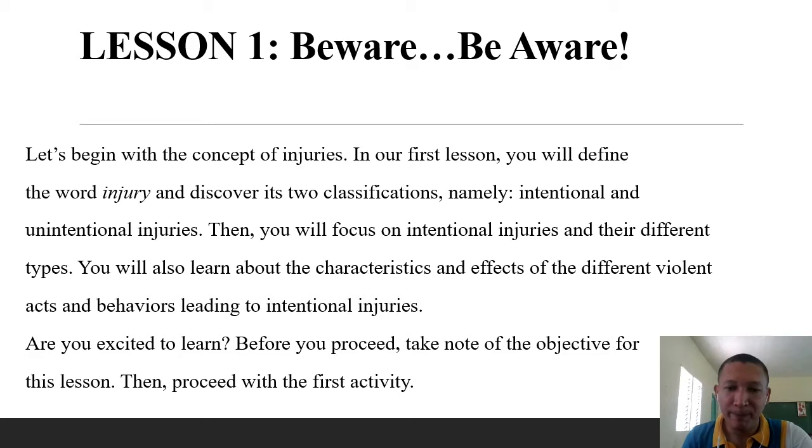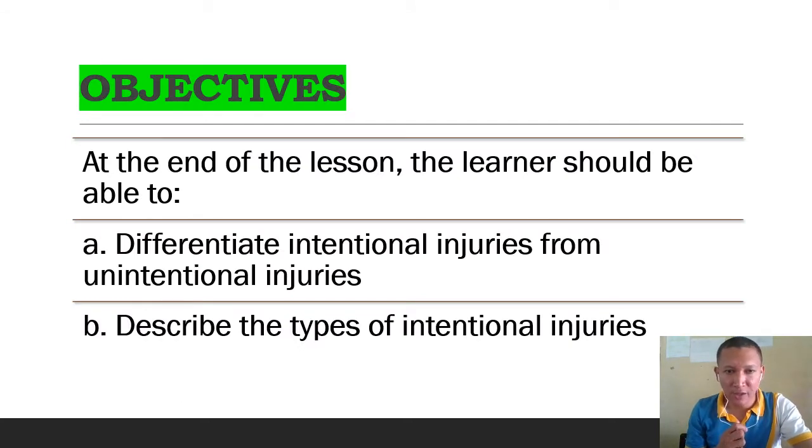Before we proceed, take note of the objective for this lesson. Then proceed with the first activity. Objectives. At the end of the lesson, the learner should be able to: A. Differentiate intentional injuries from unintentional injuries. And B. Describe the types of intentional injuries.